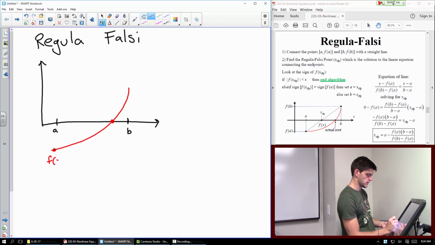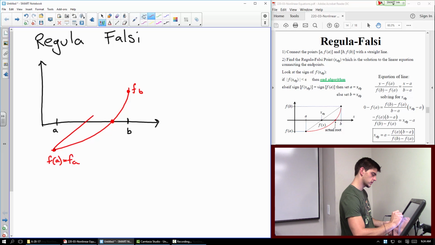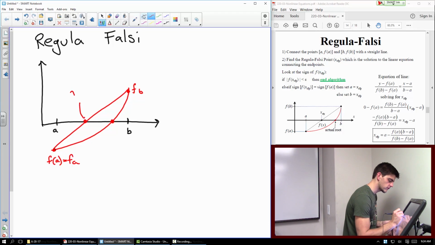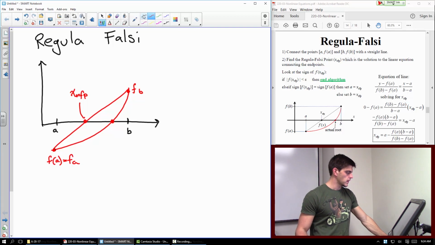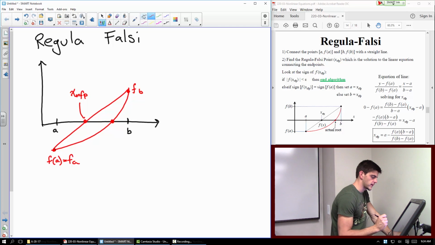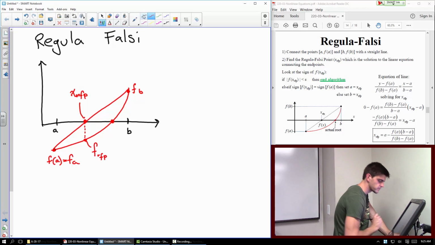So that's f of A, which I will denote f sub A. And here we have f sub B. We're going to connect the points FA and FB. And where that line intersects the x-axis is where we're going to put our Regula Falsi point. This is x, R, F, P, Regula Falsi point. Now, we're going to evaluate our function at that Regula Falsi point. So drop that line there. This is F sub R, F, P.